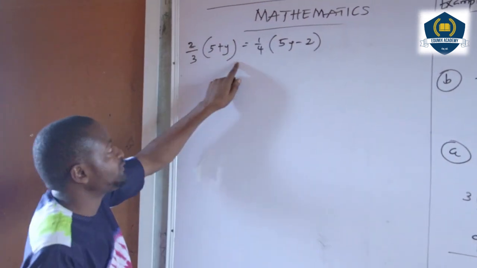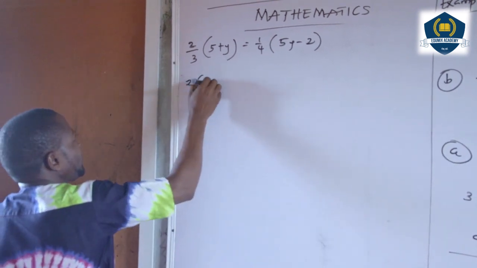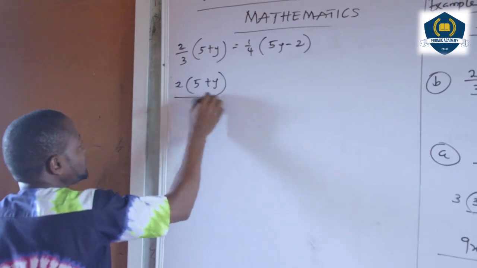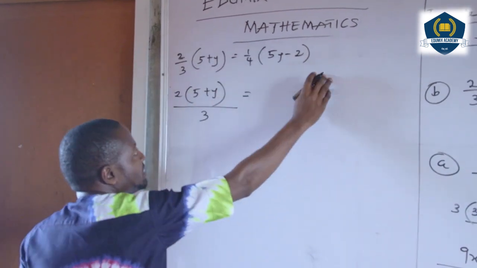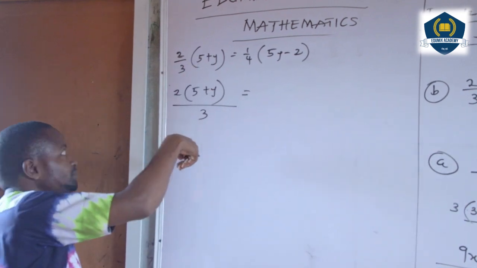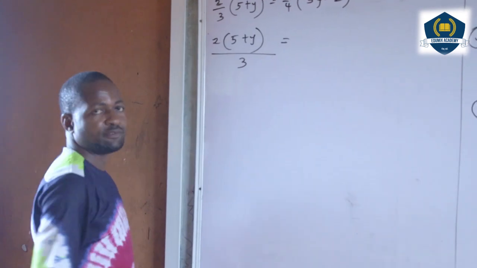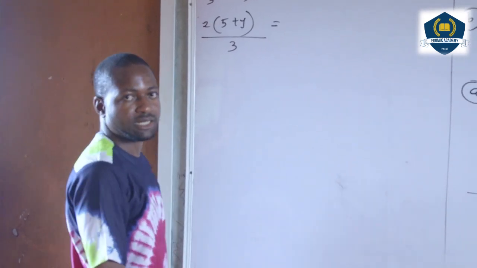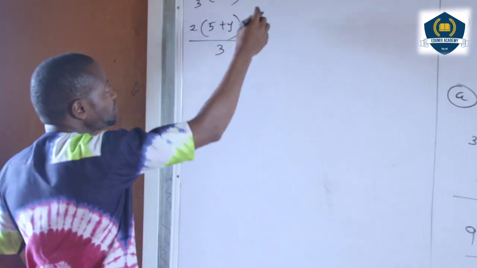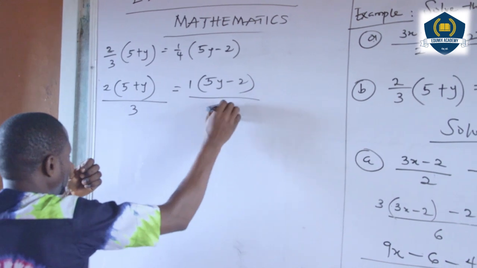So 2 multiplies this 5 plus y in the bracket. So 2 into bracket 5 plus y, everything over this denominator, which is 3, equals this 1 multiplies, I told you the numerator of the fraction multiplies whatever is beside that fraction when it comes to equations or when it comes to algebra expressions generally. Alright? 1 multiplies this, everything over 4.